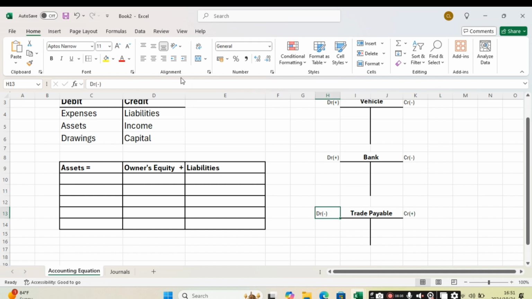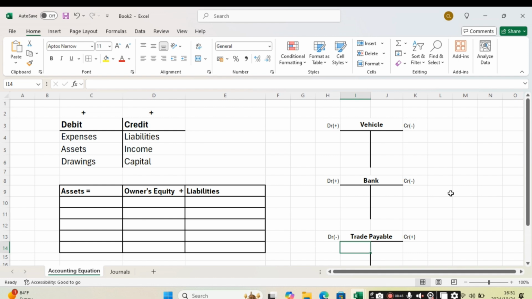So we can just come and alignment. Then we align this. Okay, so this is what we have. We have our two assets. And also our liability. So two assets, they're increasing on the debit side, the liability is increasing on the credit side. Straightforward.